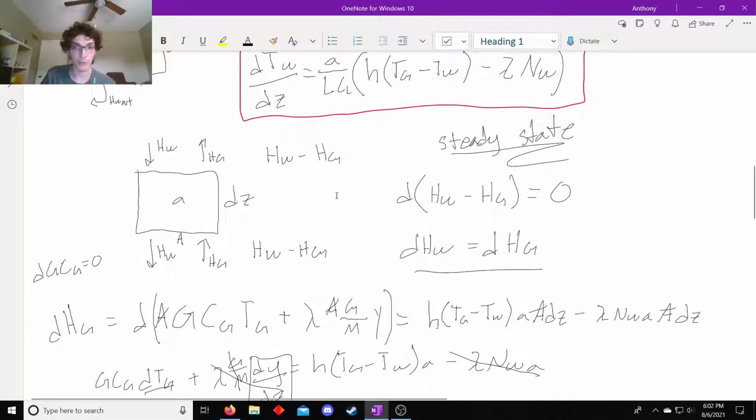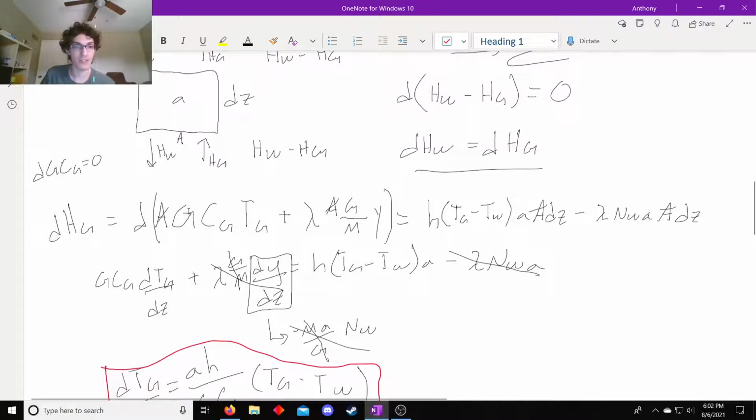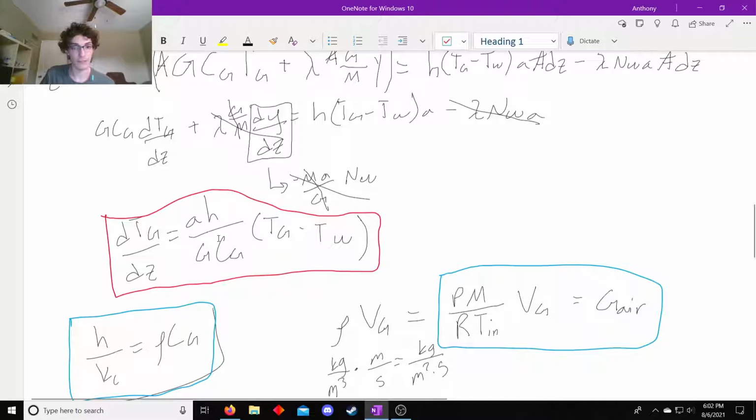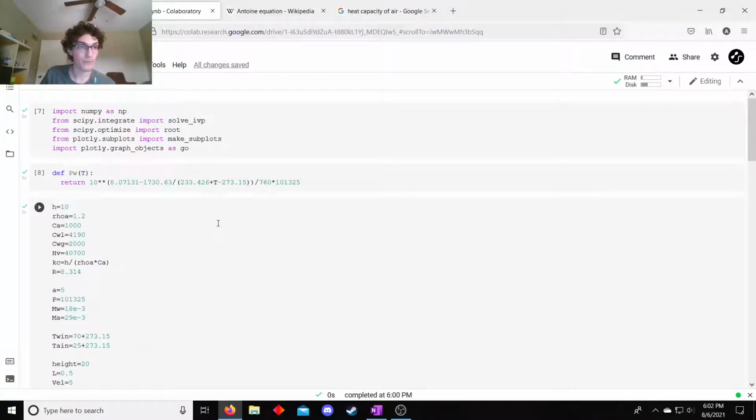And then finally, we looked at how the change in enthalpy of the water and the gas relate, and we found that the change in the enthalpy of the water is equal to the change in the enthalpy of the gas. And from there, we were able to set up an energy balance for the gas and come up with our third differential equation. And then from there, we just went over to Python.